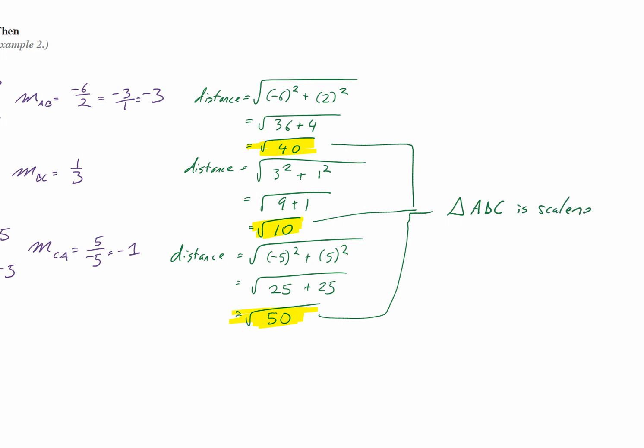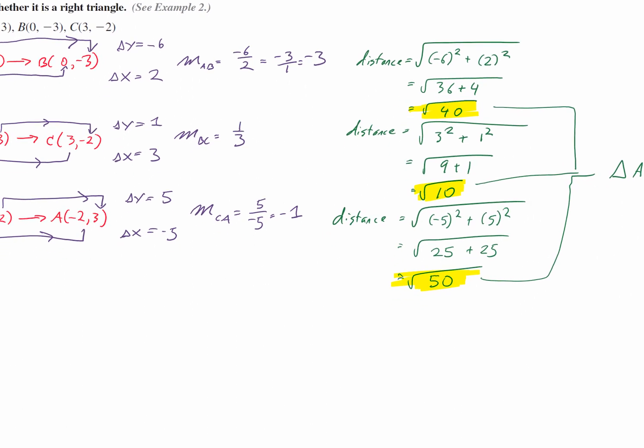All right. Now, let's look at the slopes. Okay, if it's a right triangle, we need to know that the slopes are negative reciprocals. So we have to check if their slopes multiply to negative 1. So let's check. Look at m of AB times, let's say, m of BC, and see what it equals. Well, negative 3 times 1/3 is equal to negative 3 over 3, which is equal to negative 1.